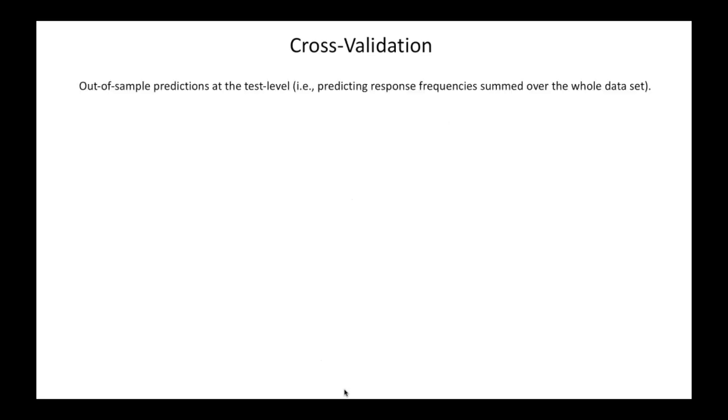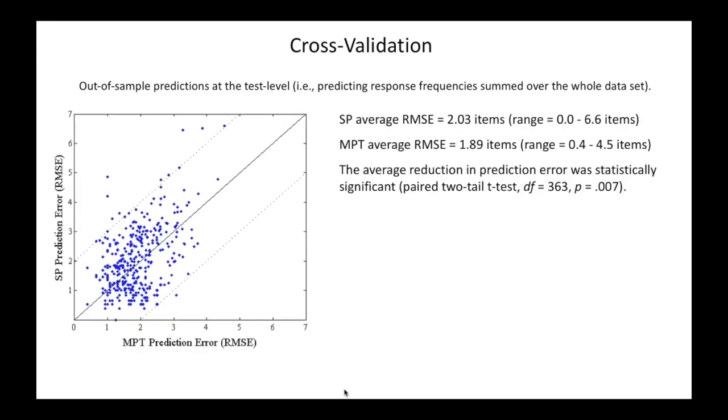So we can look at out-of-sample predictions at the test level. This is predicting the response frequency summed over the whole data test. And this is what the SP model is designed to map onto and explain. When you give the SP model data to fit, you give it the frequency counts, not the individual responses to individual items. So this is sort of playing on its own turf. And again, this is cross-validation, so it is absolutely not guaranteed that just because we have more parameters in the MPT model, we will get better predictions out of sample. In fact, it's sort of the other way around.